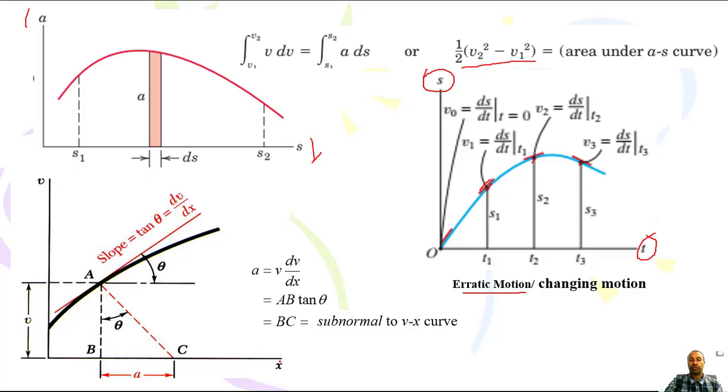And if you have velocity versus distance x, or velocity versus s, then you can calculate dv by dx, which is the slope of the line tangent to this point. Then finally, you have acceleration. Acceleration will be v dv by dx. If you are given velocity as a function of x, then you can calculate a, which is just v dv by dx. Simple.